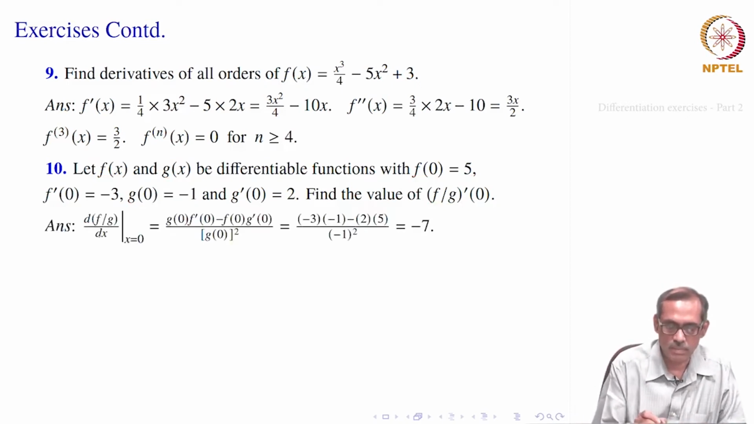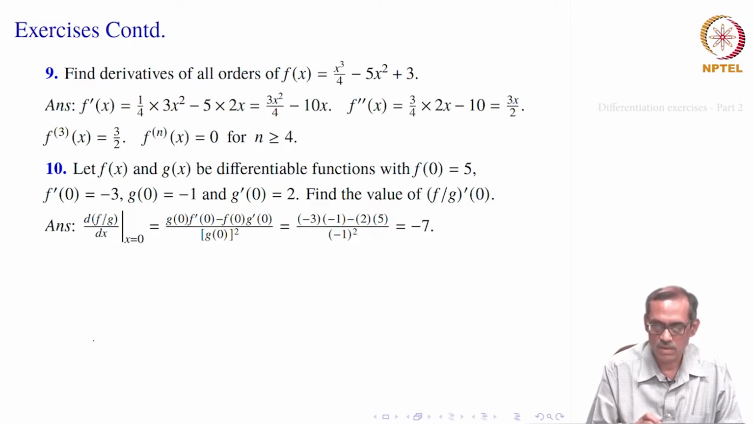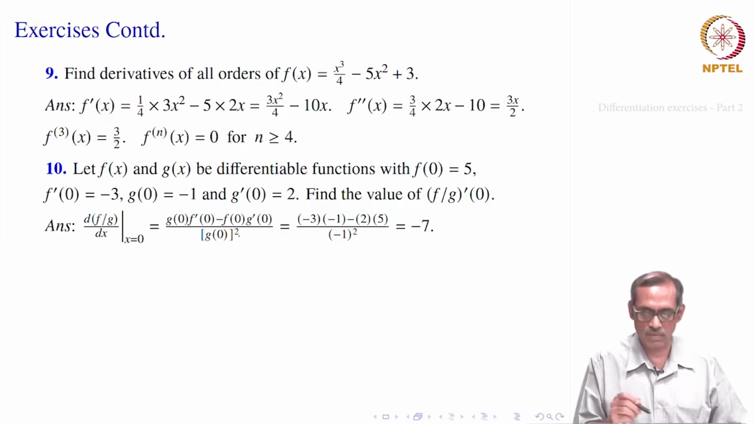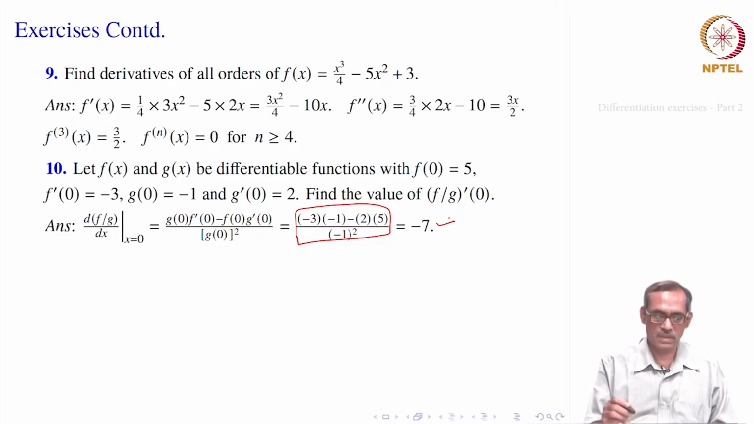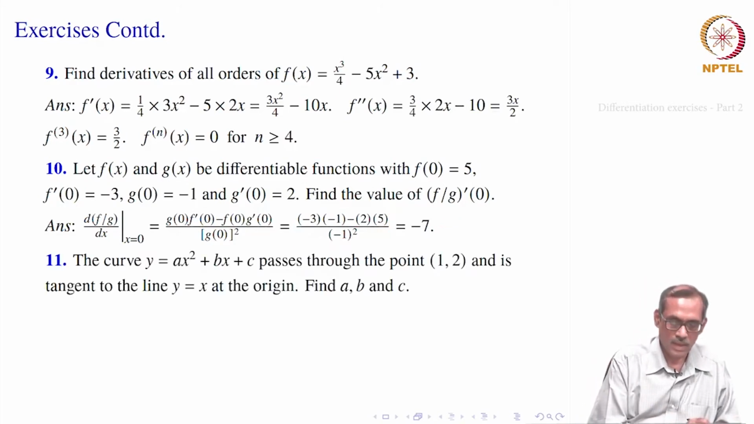Okay. So, d of f by g by dx, forget about 0 now, that will be g times f prime minus f times g prime divided by g square. Now, at x equal to 0 when we evaluate, everything will be evaluated at 0. So, it is g 0 f prime 0 minus f 0 g prime 0 divided by g 0 square. Then you substitute the values to get g 0 is minus 3, f prime 0 is minus 1, f 0 is 2, g prime 0 is 5. So, that gives this factor which simplifies to minus 7. So, that is fairly easy. We go to the next problem.